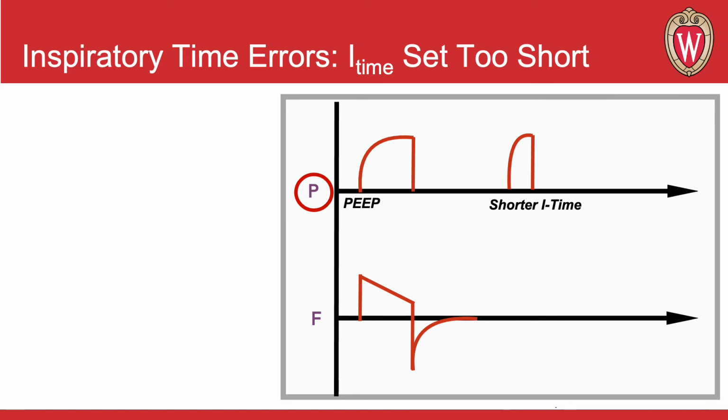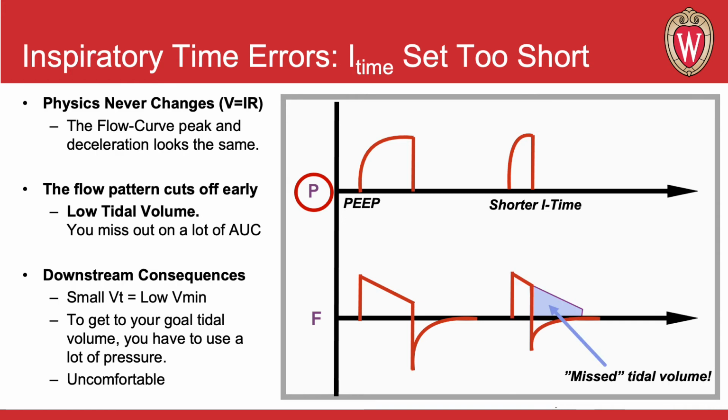On the other hand, we can also shorten the I time way too much, shown here. The V equals IR stays the same, so that initial flow rate is no different. The initial decelerating flow is no different, but this time we've cut the breath off really early. And if you remember earlier, I said that that area under the curve is the tidal volume. And in this case, we've cut off the breath so early that we've missed out on this big triangle of tidal volume here. And so to maintain the same tidal volume, you'd have to go way, way up on the pressure to get that pressure waveform or the flow waveform to increase. And it might not be very comfortable because you're going to have a lot of pressure delivered very briefly.